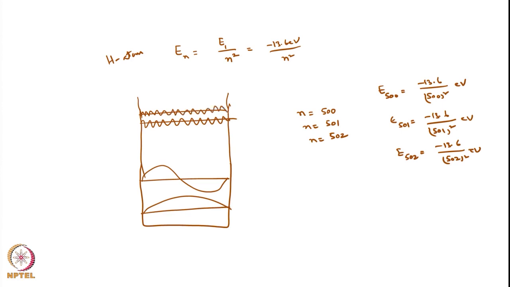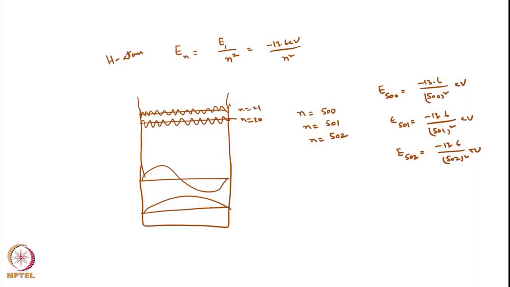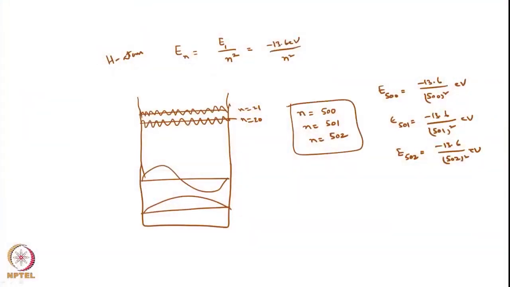Okay. So what happens is that the wave function doesn't really change much between n equal to 20 and n equal to 21. When you go very high in energy, where the energy levels are densely packed, the wave function changes are also very small. So let us redefine this: n equal to 499, n equal to 500, n equal to 501.